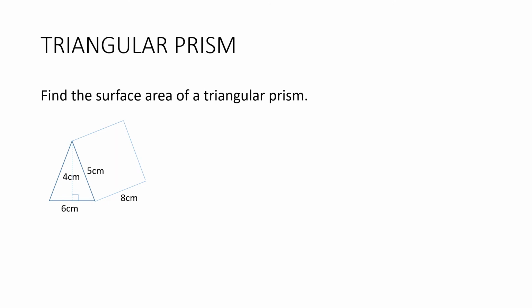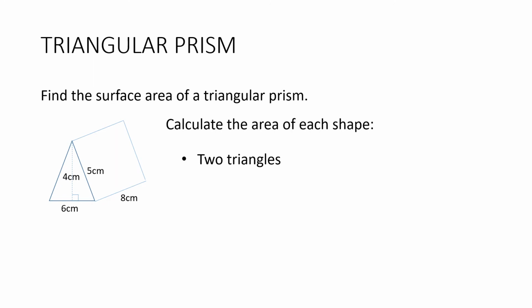Let's see how we go. We're going to calculate the area of each shape. We'll start with the triangles. The area of a triangle is a half times the base times the height. Half times 6 times 4, but there are 2 of them.